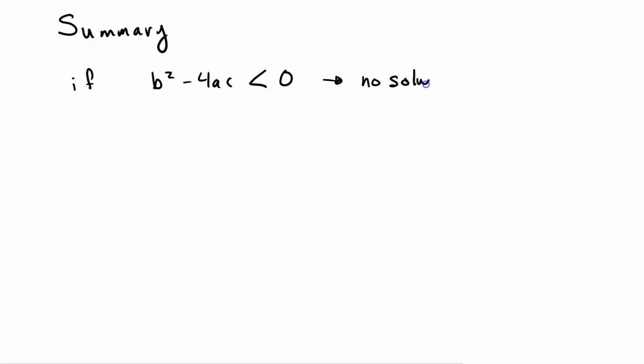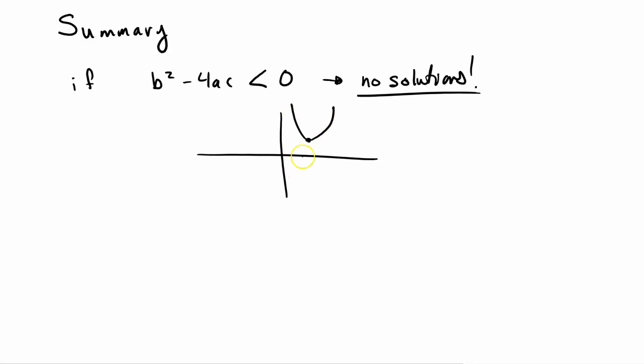So, in summary, if the discriminant, or if b squared minus 4ac is less than 0, there are no solutions. So that means the graph of it would look something like a vertex here and it opening up. It never touches that x-axis, or a vertex down here and it opening down.